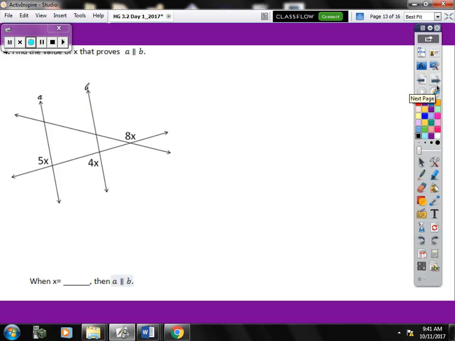Okay. The next one looks kind of like our bell ringer question. Find the value of x that proves A is parallel to B.